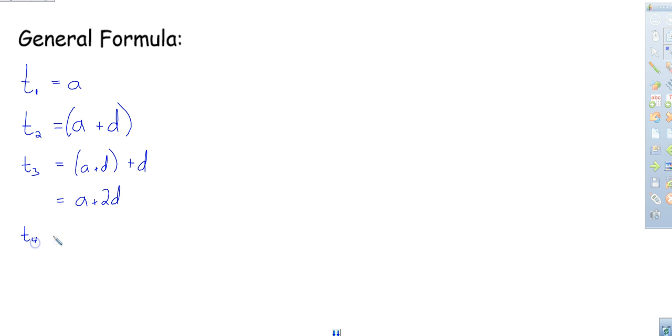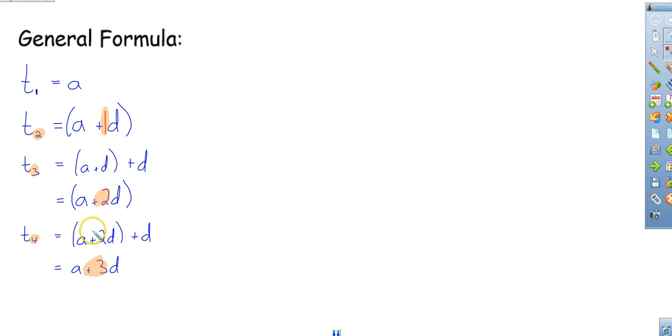For term number 4, again we start with the previous term, a plus 2d, so the common difference was added twice. But now we have to add the common difference again. 2d plus d is a plus 3d for term number 4. We can continue on in this way, but what I want to see is the relationship between the term number and the coefficient on d. For term number 2, that would be a coefficient of 1. For term number 3, the coefficient on d is 2. For term number 4, the coefficient on d is 3.